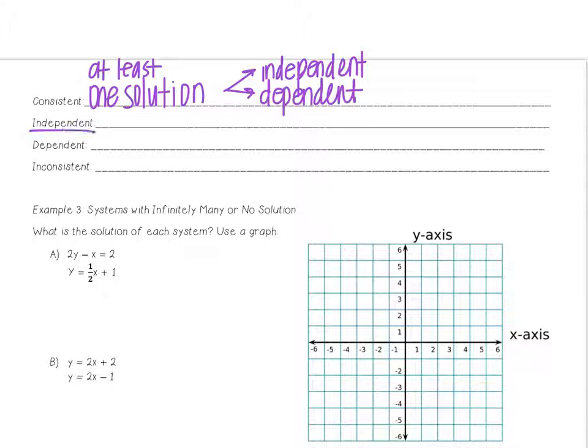Okay, an independent system falls underneath the consistent category, but it means it has exactly one solution.